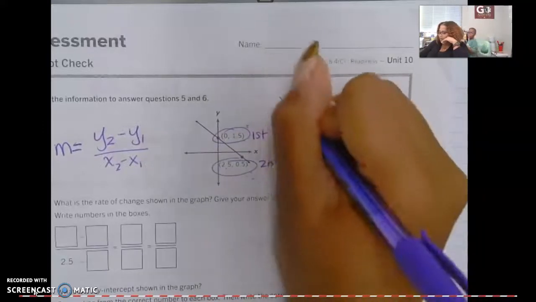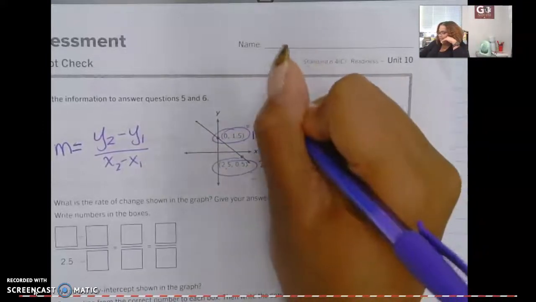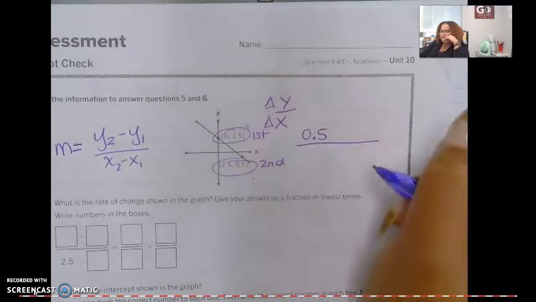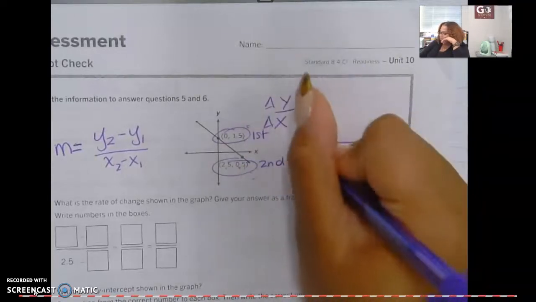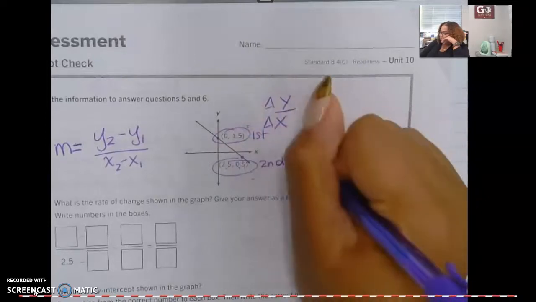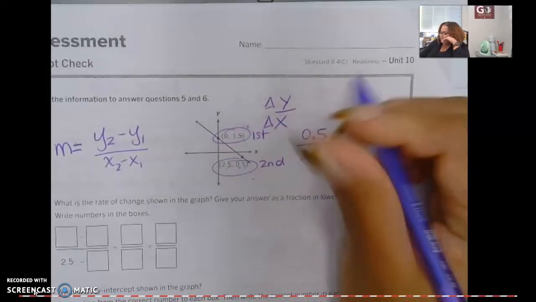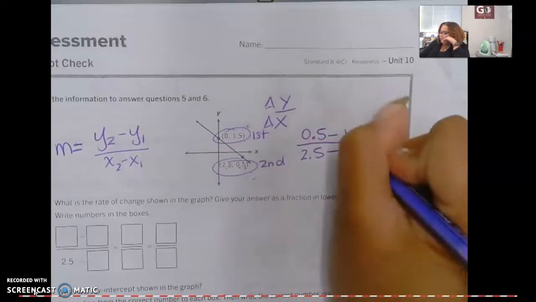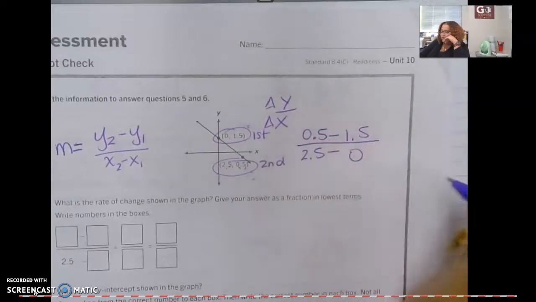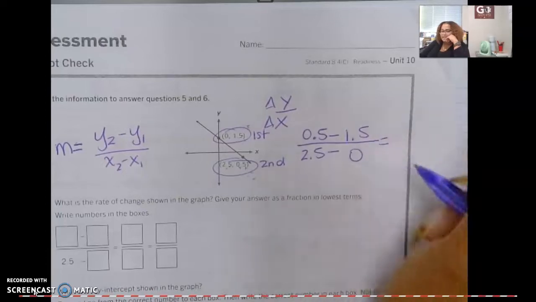Y over x is how it always is, and it's a change in y over a change in x. So these are my y's, 0.5, and then my x is 2.5 because these go together. So 0.5 over 2.5 minus 1.5 over 0. Then I'm going to calculate this.